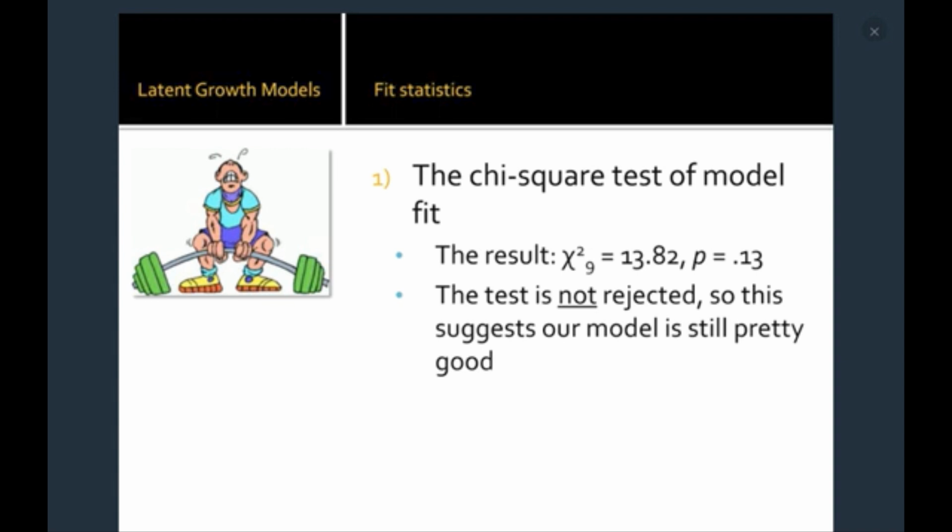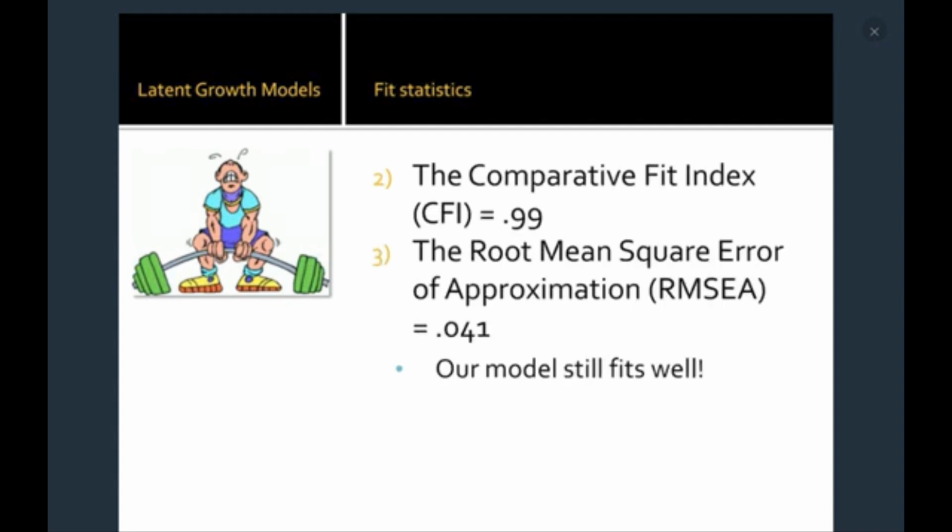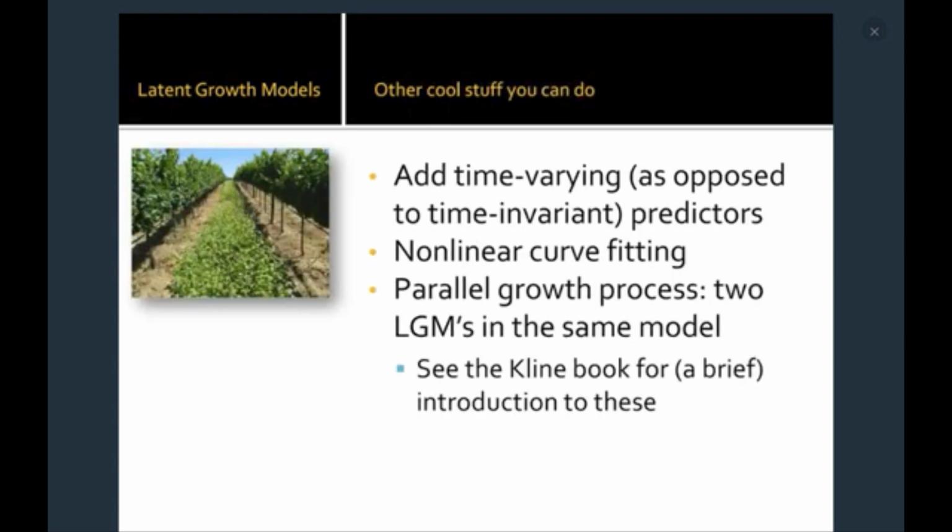Here we have a chi-square test that again is suggesting good fit. So even though some of those regression coefficients pointing from predictors to the latent variables were not significant, our test is still suggesting good fit, and that's probably because again we have a strong linear relationship here, that alcohol use is growing linearly over time on average. So that's going to provide us with a strong model still. Comparative fit index and RMSEA both suggest good fit still.